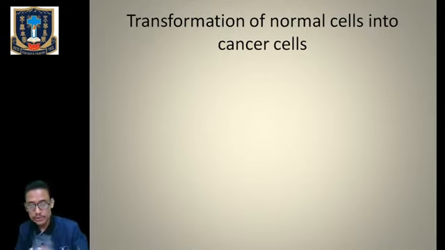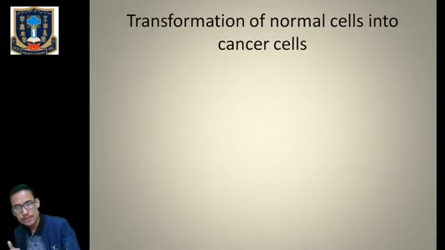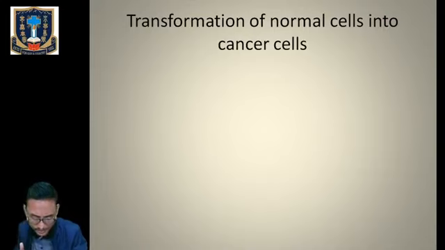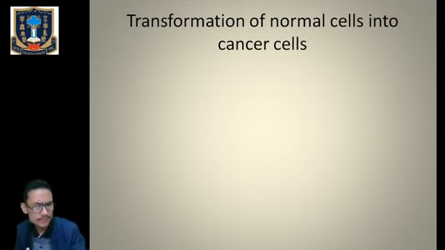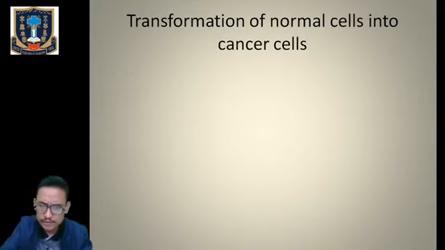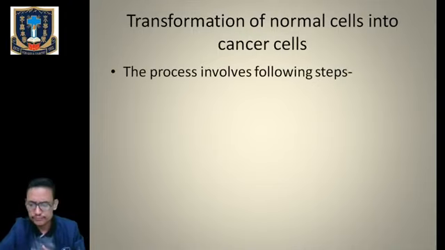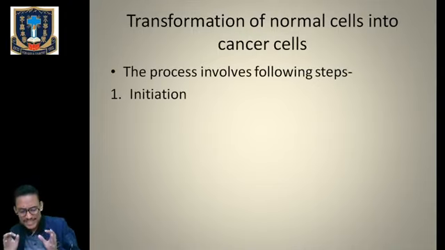So this particular loss of contact inhibition in cancerous cells might be due to a physical agent, chemical agent or biological agents. And chemical agents we also call carcinogens, the agents which cause cancer. So the process by which the normal cells transform into cancerous cells can occur by means of the following steps. Number 1, initiation.